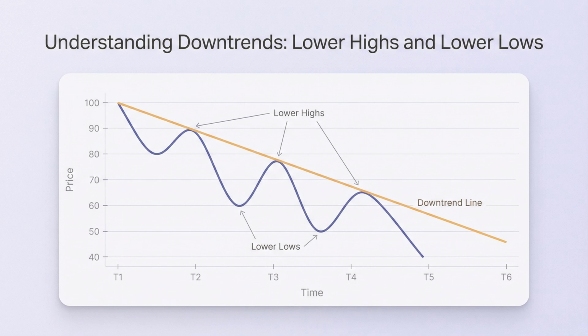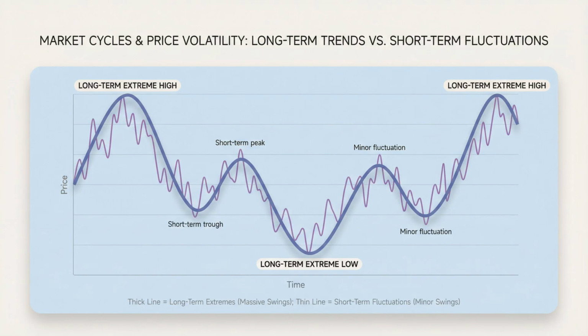Conversely, in a downtrend, connecting two or more lower highs gives us a downtrend resistance line. Every time the price rallies up to touch this descending line, sellers are likely to step in and push the price back down. It is crucial to remember that in a prevailing downtrend, this line acts as a strict ceiling. Traders generally look for selling opportunities when the price approaches this dynamic resistance, rather than trying to buy against the dominant downward momentum.